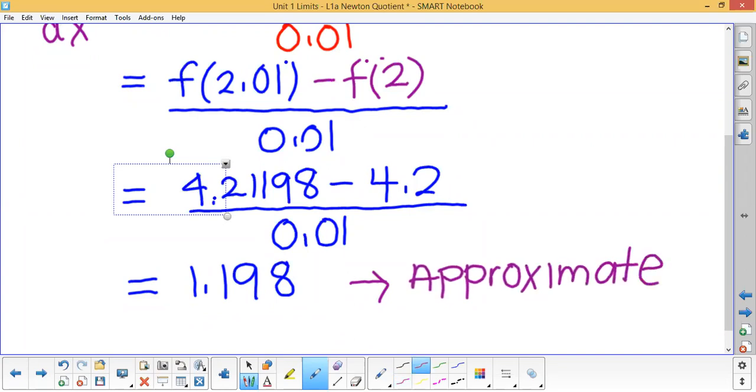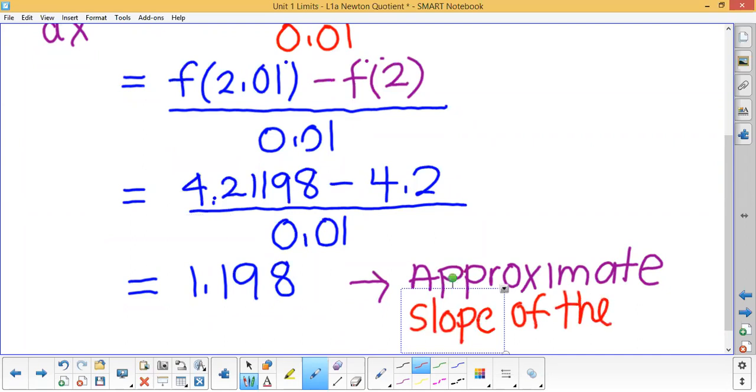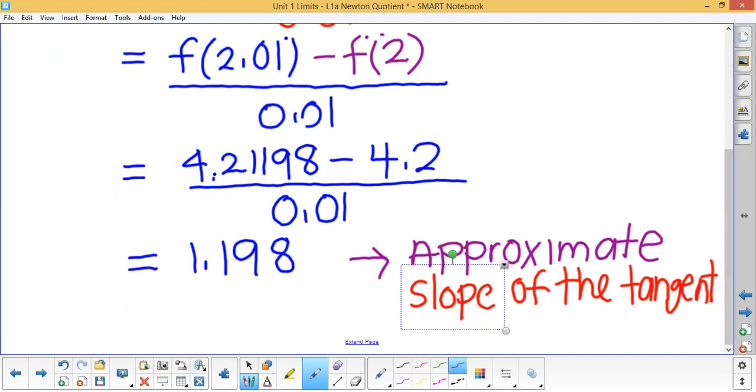slope of the tangent at x is equal to 2. So by choosing an arbitrary value for h, we are figuring out an approximate slope of the tangent line.